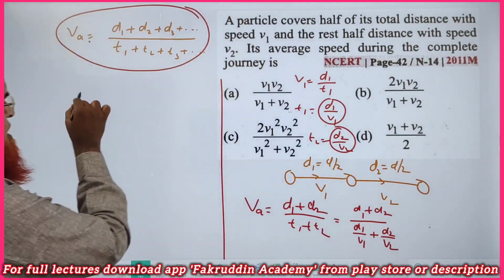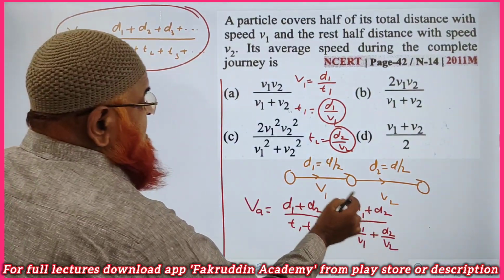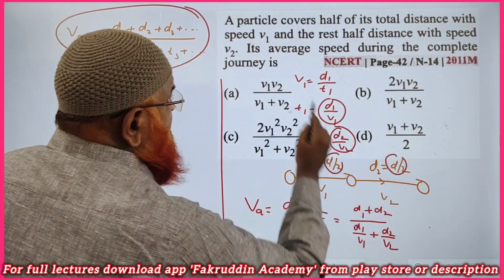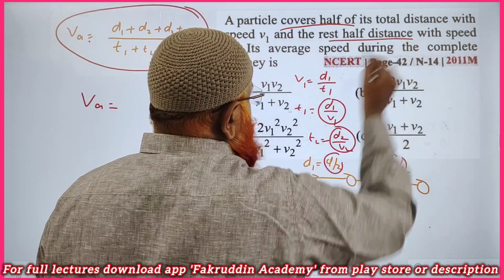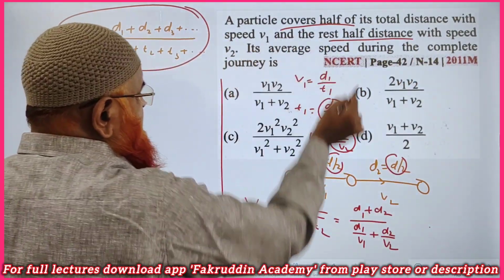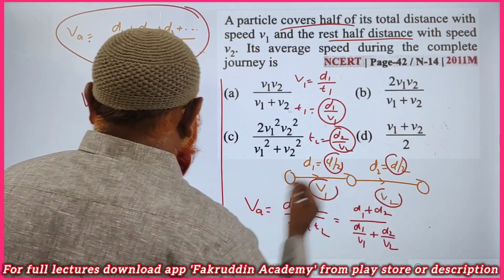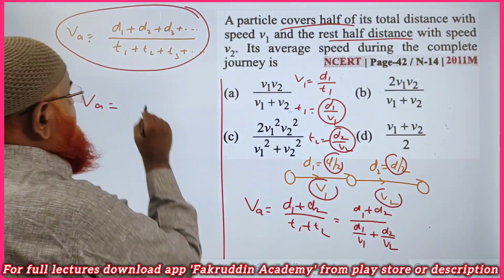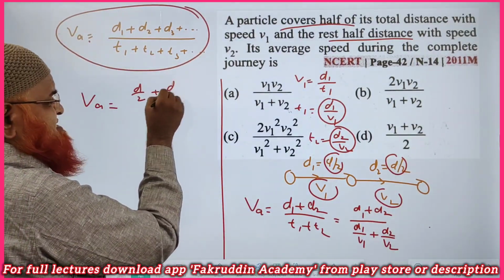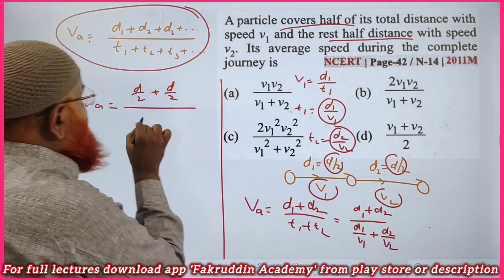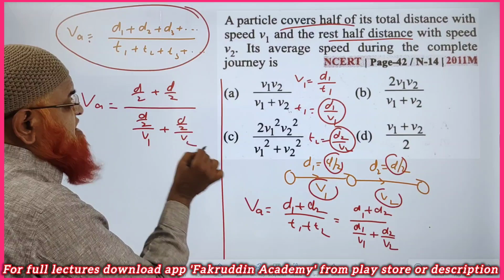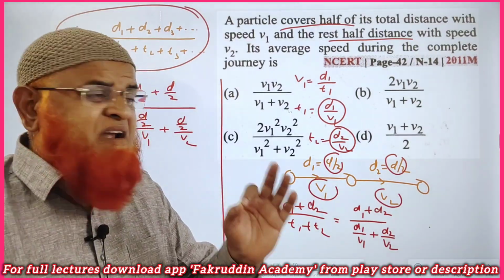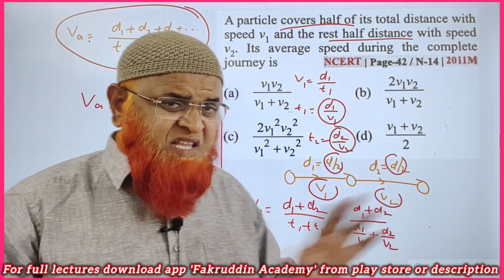Next, d1 and d2 are nothing but d by 2 and d by 2, because they are half distances. A body covers half of the distance and the next half of the distance, and the speeds are given as v1 and v2. So now, instead of d1 and d2 you write d by 2 plus d by 2, and in the denominator d by 2 divided by v1 plus d by 2 divided by v2. That's it.